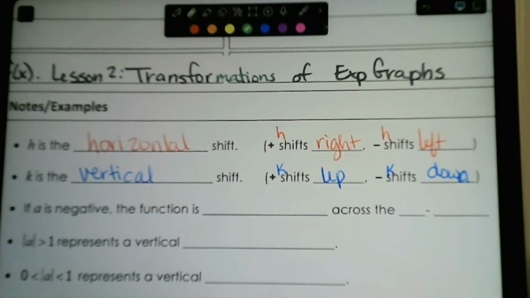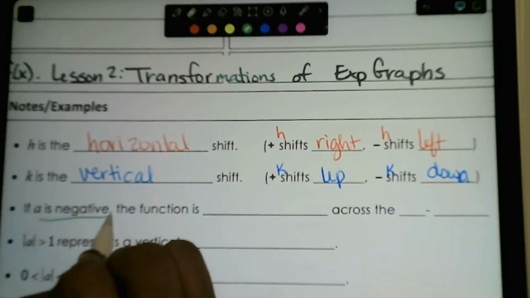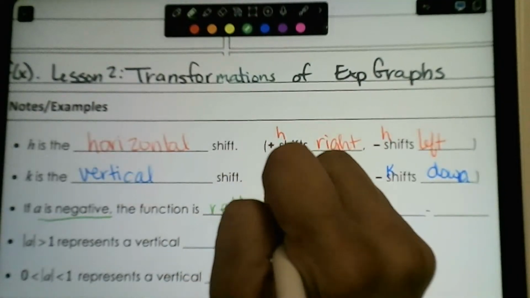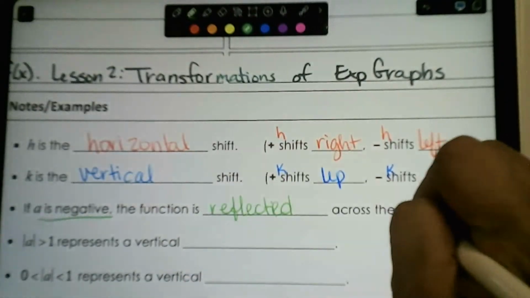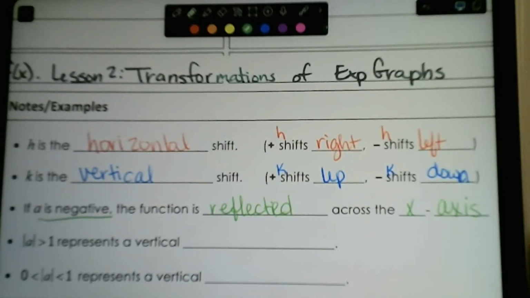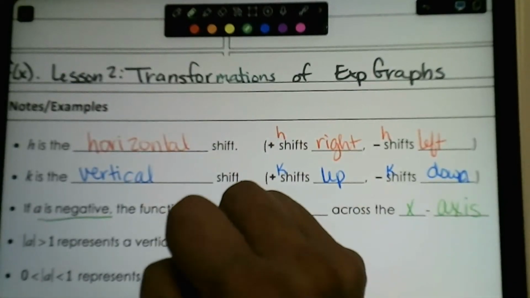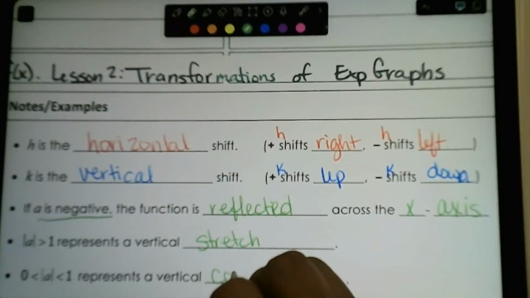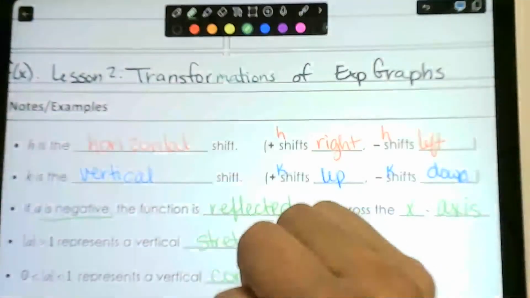A, handling your reflection: when it's negative, the function is reflected across the x-axis. Ignoring any positive or negative symbol on A, if it's greater than 1, we have a vertical stretch. And if it's smaller than 1, we have a vertical compress.